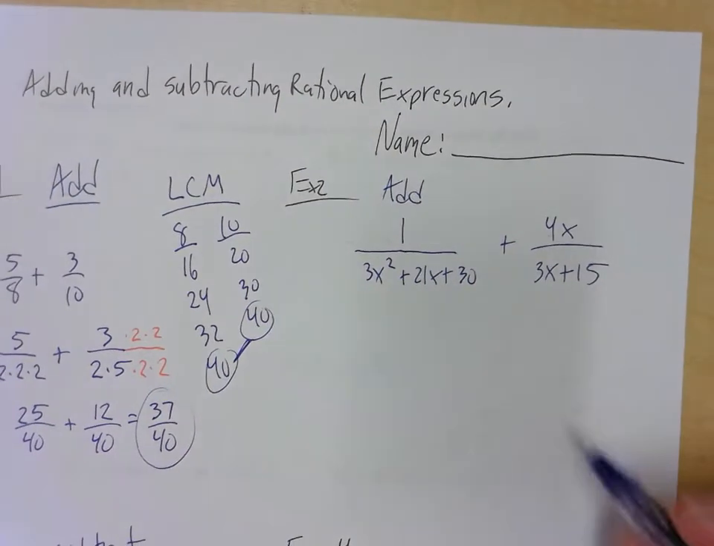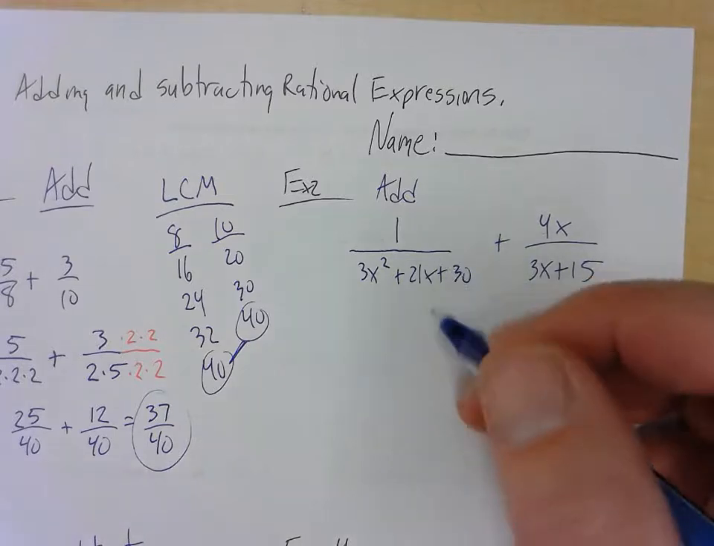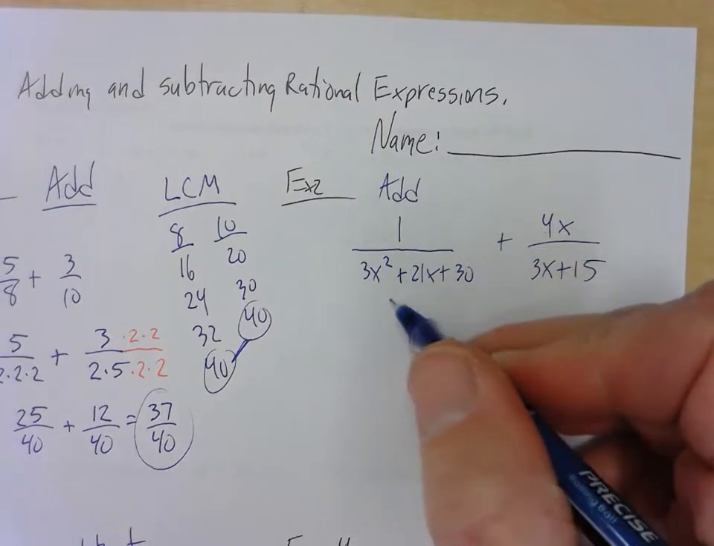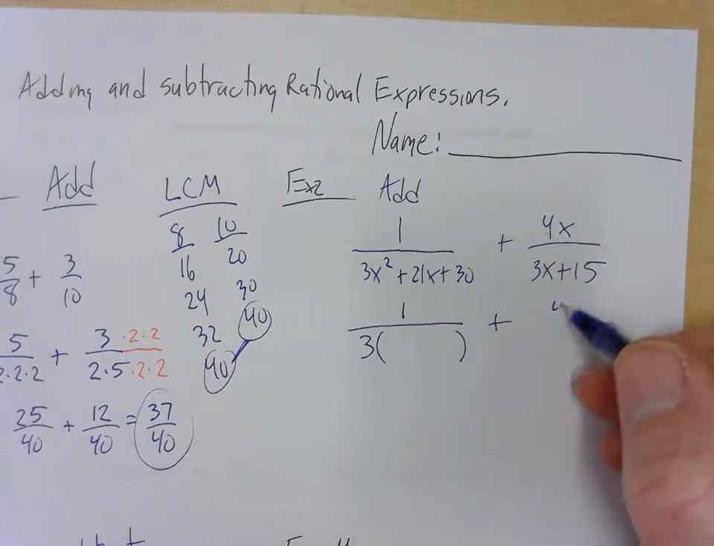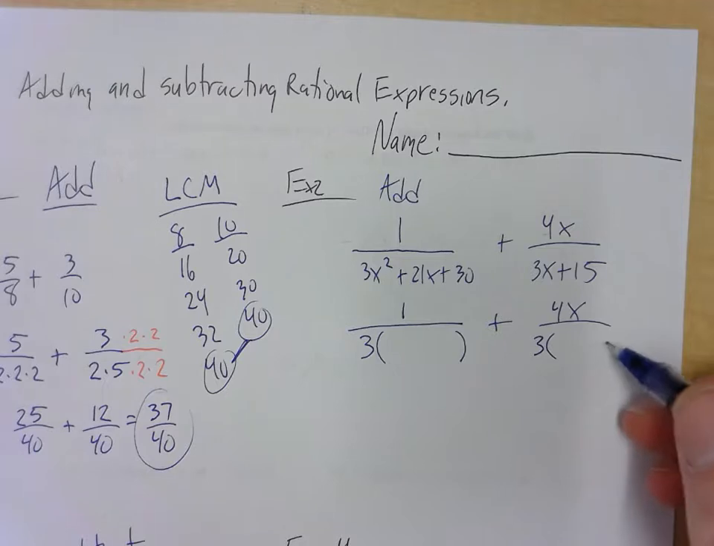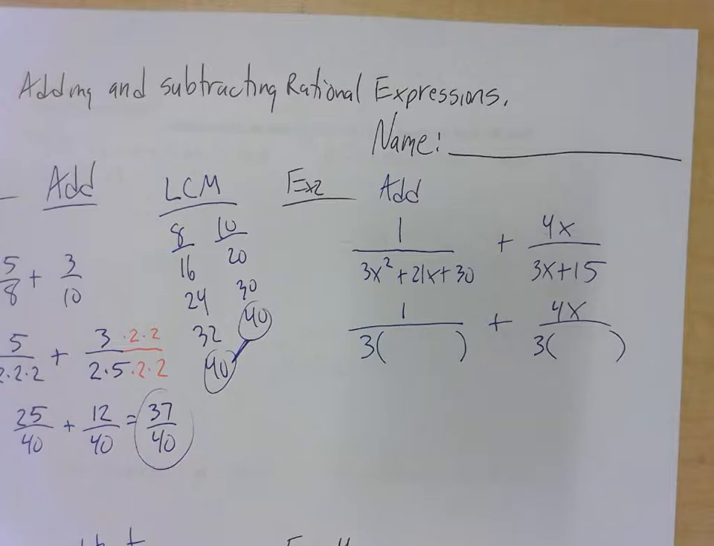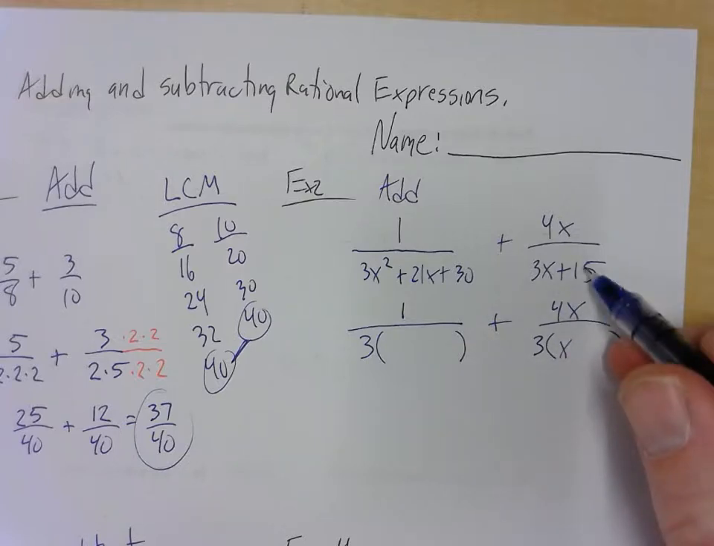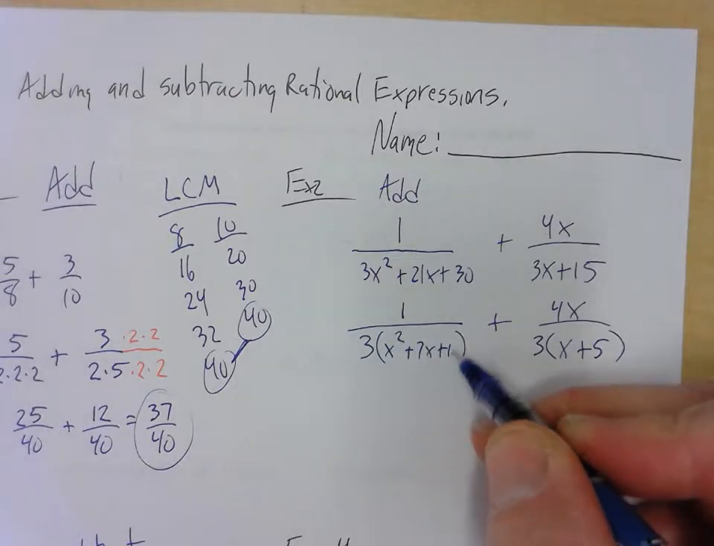So we factored. We're going to do the same thing here. We're going to factor before we add these two fractions together. So there's a common factor here and there's a common factor here. So I'm going to write 1 over 3, take out the common factor, 4x, and then 3, take out the common factor of 3. Because 3 lives inside of each of those. 3 times what makes that? Well, that'd be x. 3 times what makes that? That'd be 5. Over here, x squared, 7x, and 10.